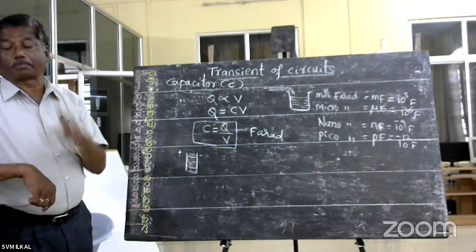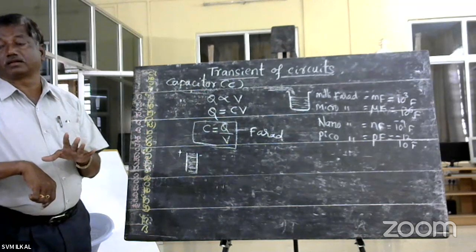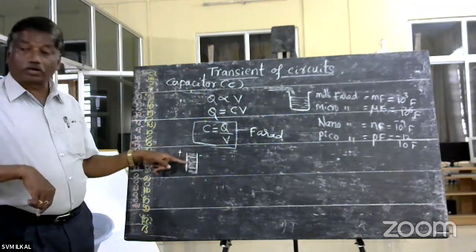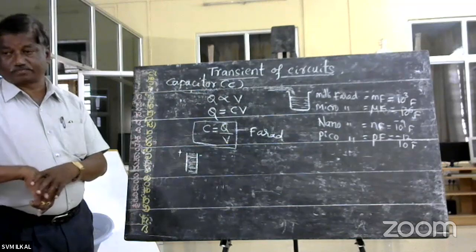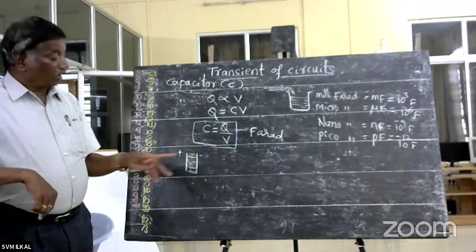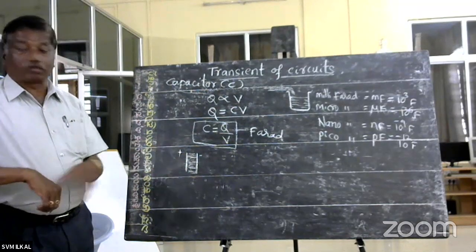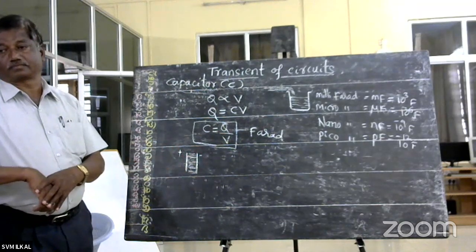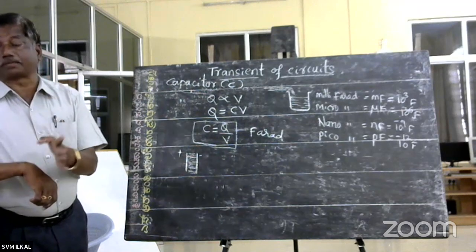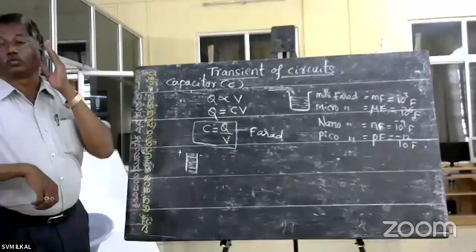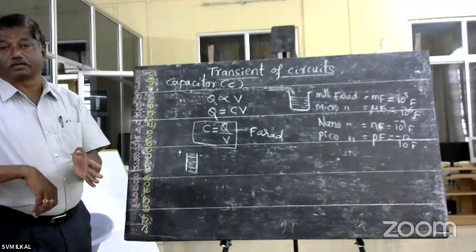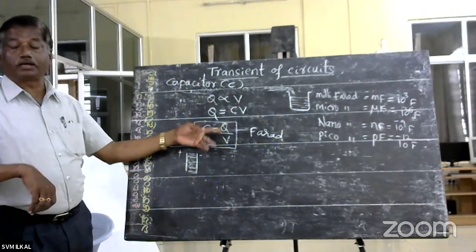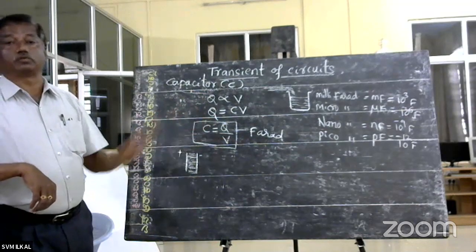Okay. What is a capacitor? A capacitor is an electrical device used to store electrical charge. The quantity of charge acquired by the capacitor corresponds to a voltage across the capacitor. By knowing the charge stored in the capacitor and what voltage is developed across it, you can measure the capacity of the capacitor as Q by V. That is, C equal to Q by V.